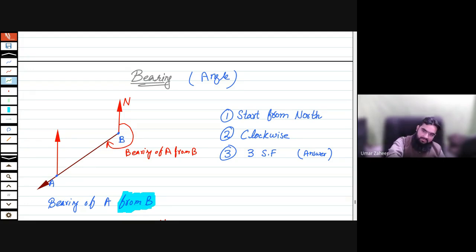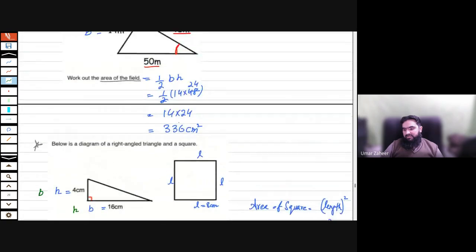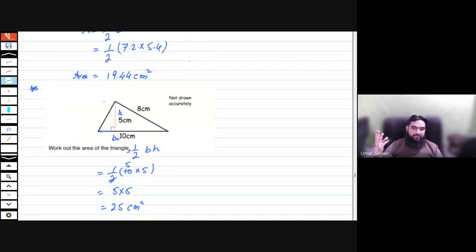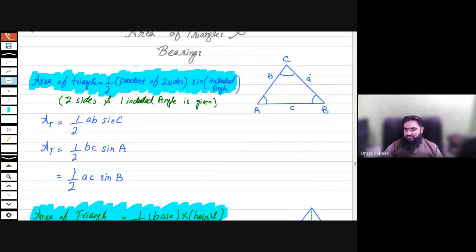So this is all about bearing, and above we talked about the area of a triangle. We have two formulas for the area of a triangle: one in which we have the base and the height, and the second in which we have two sides and the included angle.